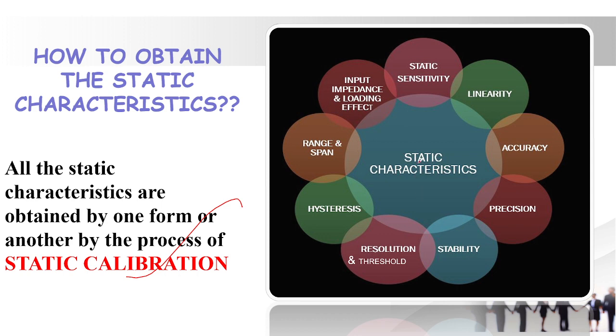So again I repeat, the difference between static and dynamic is that static characteristics vary very slowly with respect to the measurement, with respect to time and constants, whereas dynamic characteristics vary very rapidly. This is the basic difference between static and dynamic characteristics. We'll see static characteristics in detail in the next video.